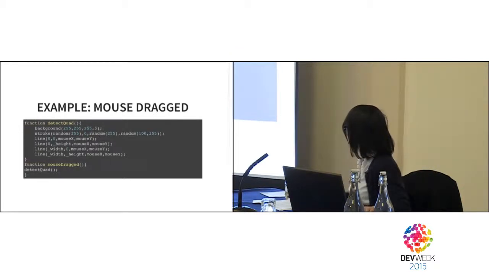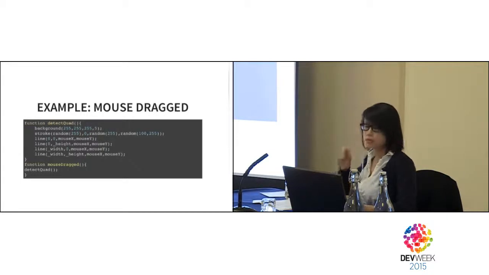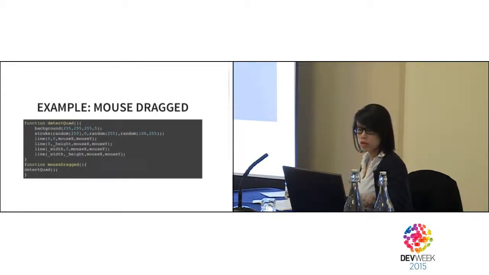Then we have lines. Mouse X and mouse Y is provided by the mouse drag. That's just a global variable that P5.js exposes to your code, and it just refers to the XY position of your mouse cursor. So each time the mouse is dragged, detect quad runs.